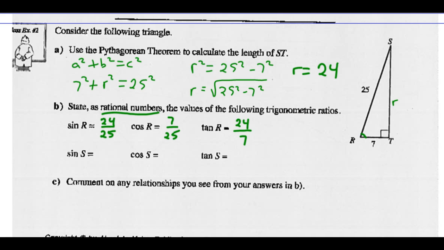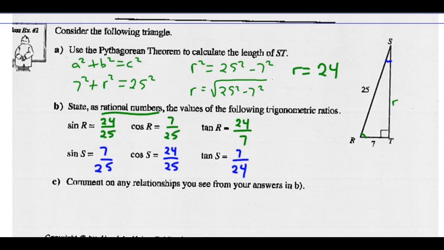Same thing for sine of angle S. From S, opposite is 7, adjacent is 20, hypotenuse is 25. Cosine is adjacent over hypotenuse, so adjacent is R. R is 24, and hypotenuse is 25. And tangent of S is opposite over adjacent. Opposite of S is 7. Adjacent to S is R, which is 24.